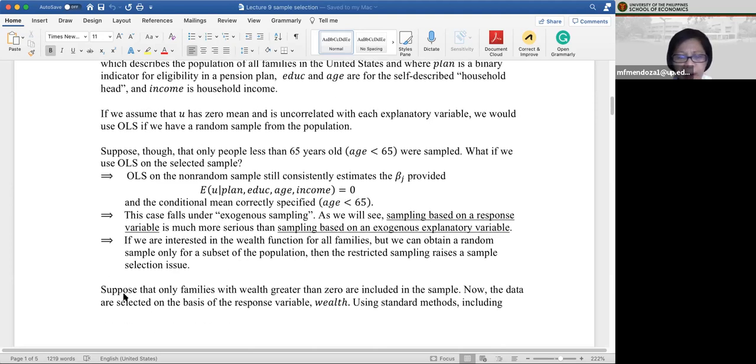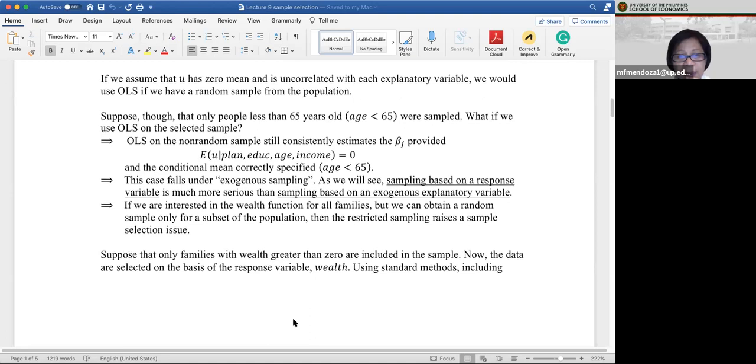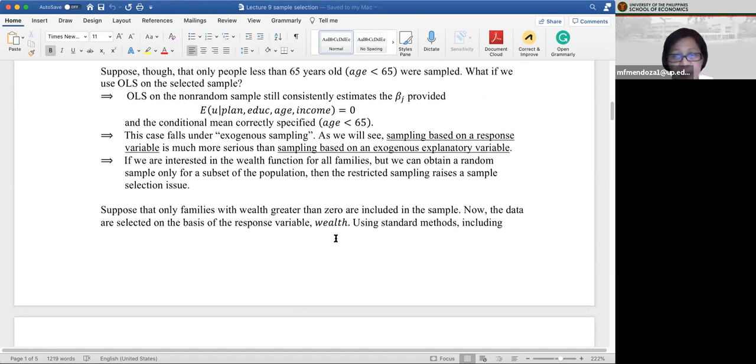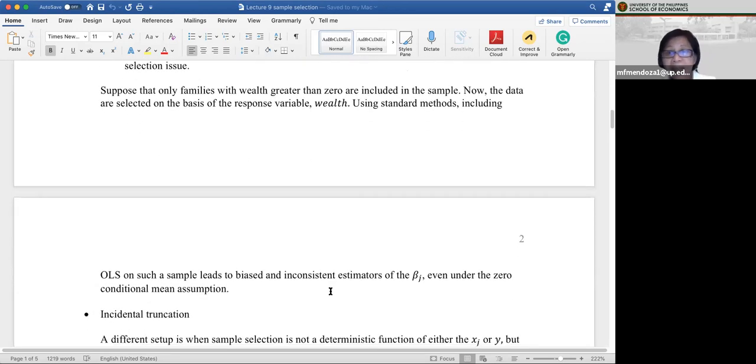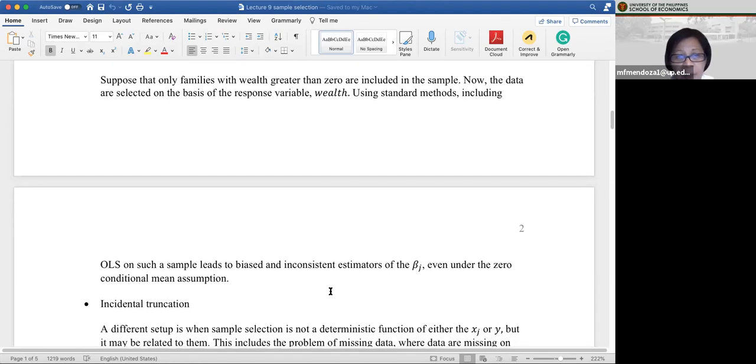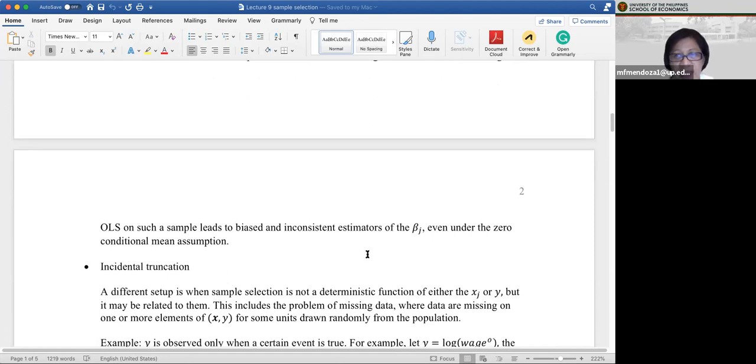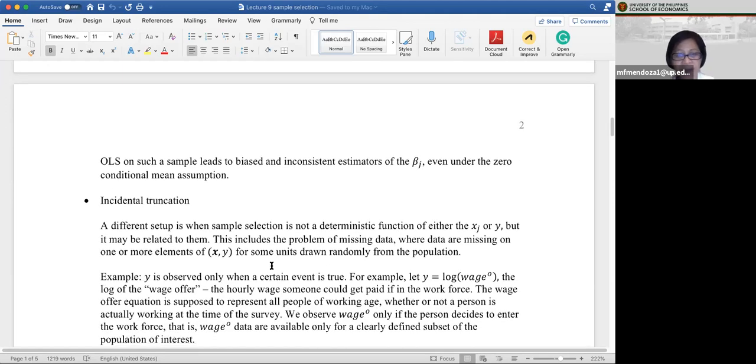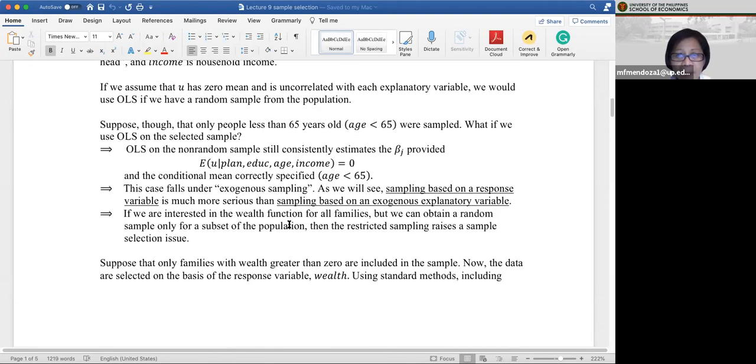Okay, so the next case is you sample based on the response variable. Suppose that only families with wealth greater than zero are included in the sample. Now the data are selected on the basis of the response variable W, the left-hand side variable. Using standard methods, including OLS on such a sample, leads to biased and inconsistent estimates of beta j, even under the zero conditional mean assumption. Okay. So those are two cases of sample selection we have taken so far. Sampling based on an exogenous explanatory variable, this first case, and then sampling based on a response variable.